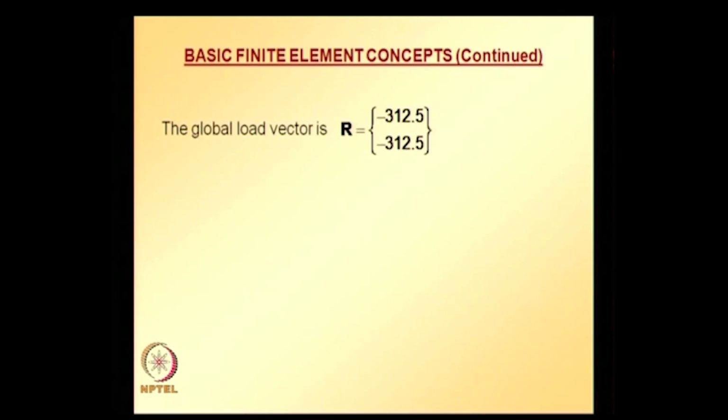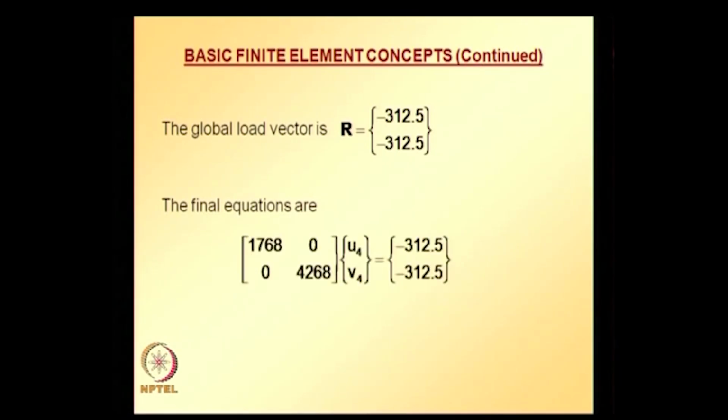So, we can write the final reduced equation system, which is a 2 by 2 system. We can solve for u4 v4 and we get the values like this, all in inches. So, now we have the nodal values: u1 v1, u2 v2, u3 v3 are all 0, and whatever is non-zero, that is u4 v4, we just obtained. And now we are ready to calculate or compute element forces.